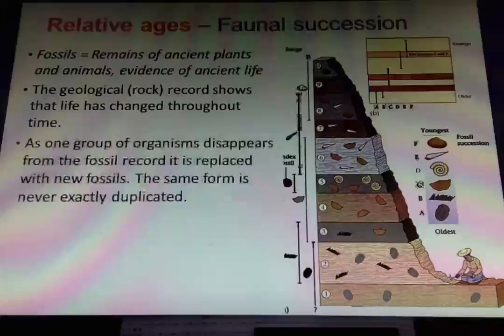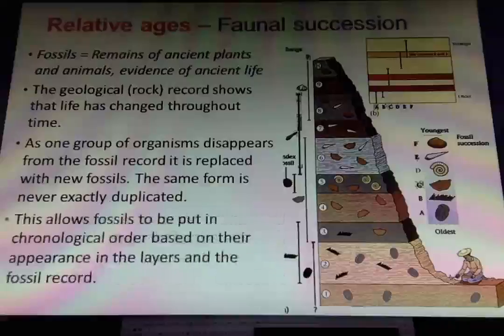So as one group of organisms disappears from the fossil record, it's replaced by a new set of fossils. And in this case, the same form is never exactly duplicated. There's never completely exactly the same set of fossils deposited 20, 30, 40, 50 meters down. It changes as you move down or up. So what this does, it allows us to put a chronological time frame in terms of the order of appearance of different types of organisms.